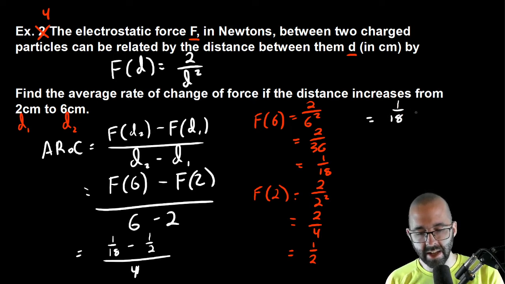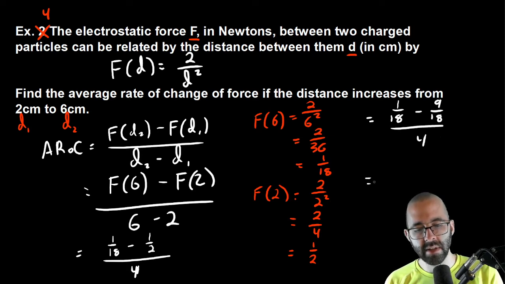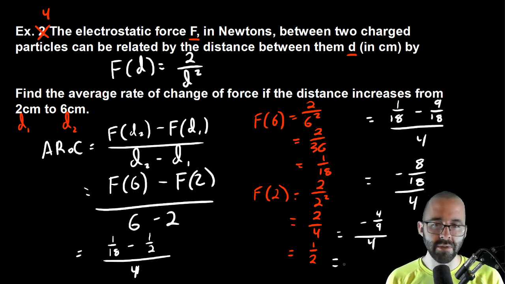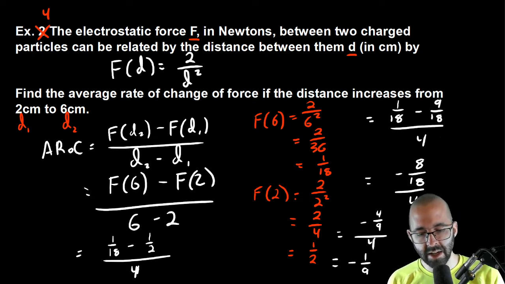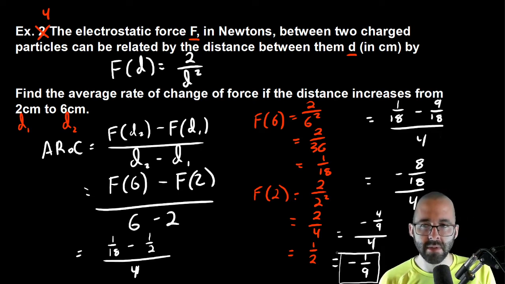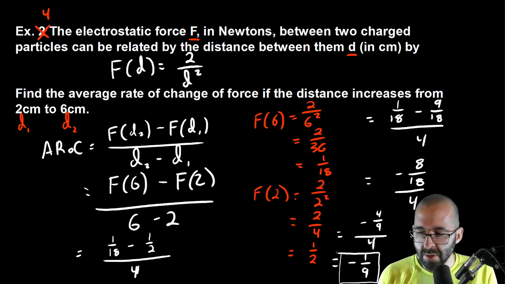I'll write that out. All right, 1/2 is 9/18. That's going to give us negative 8/18 over 4, which reduces down to negative 4/9 over 4. When you write out negative 4/9 over 4, it's actually going to simplify down to negative 1 over 9. Went through that kind of quickly, but you can let me know if you have any simplification questions as well. Okay, so that is example number 4.